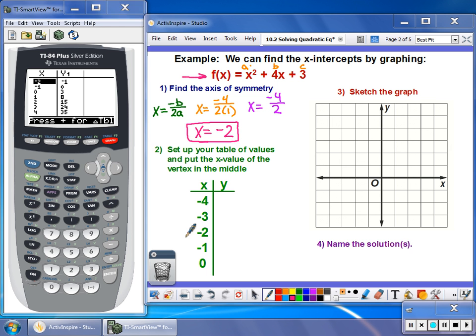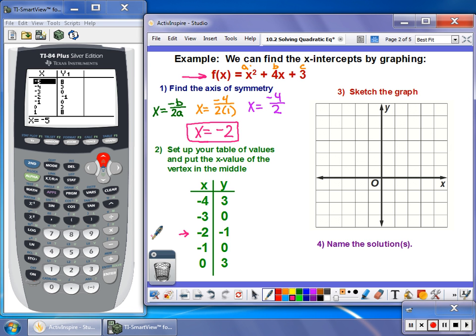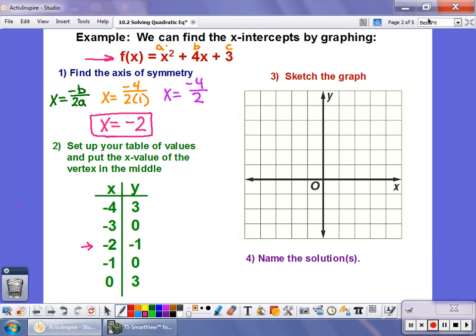Now I want negative 2 to be my vertex. So if I look up here, I see negative 2, but I'm going to have to scroll up a little bit to get these other values. And what I'm going to do is take those values and fill in the rest of my chart. Now let's go back here. Get rid of the calculator. And now what I want to do is take these ordered pairs and put them on my graph.